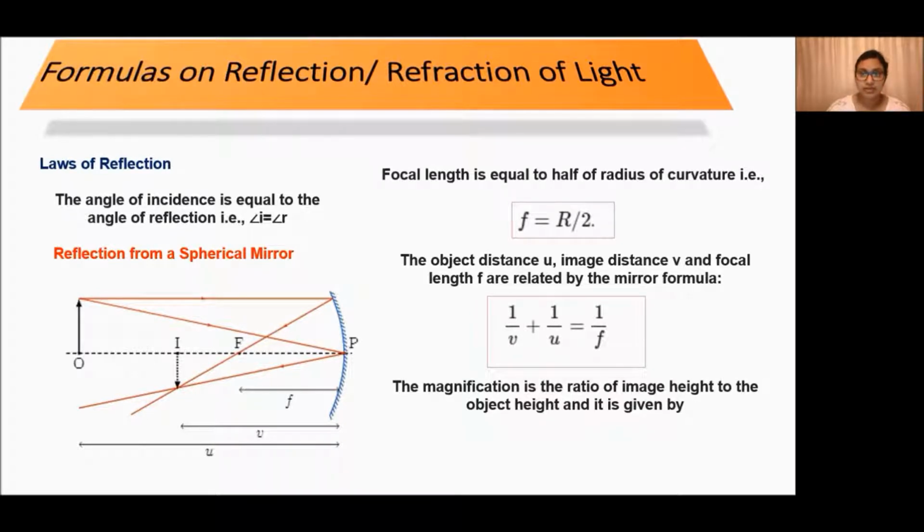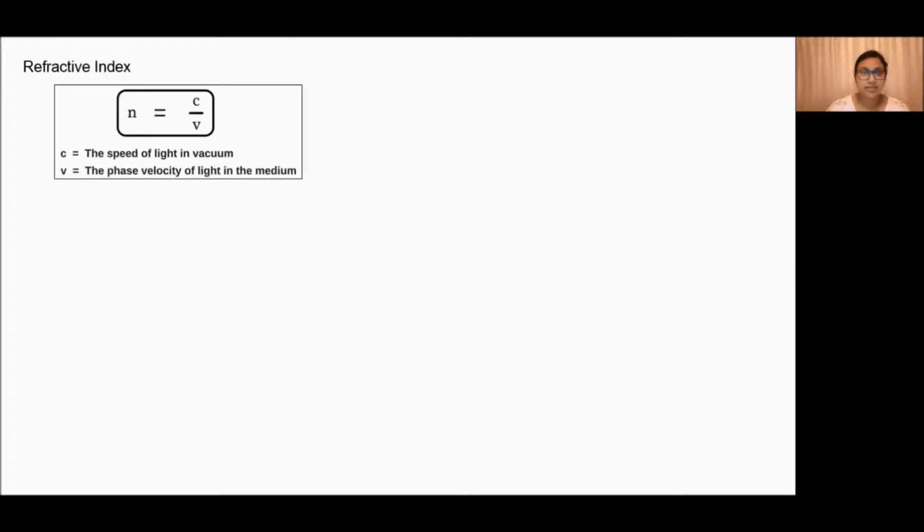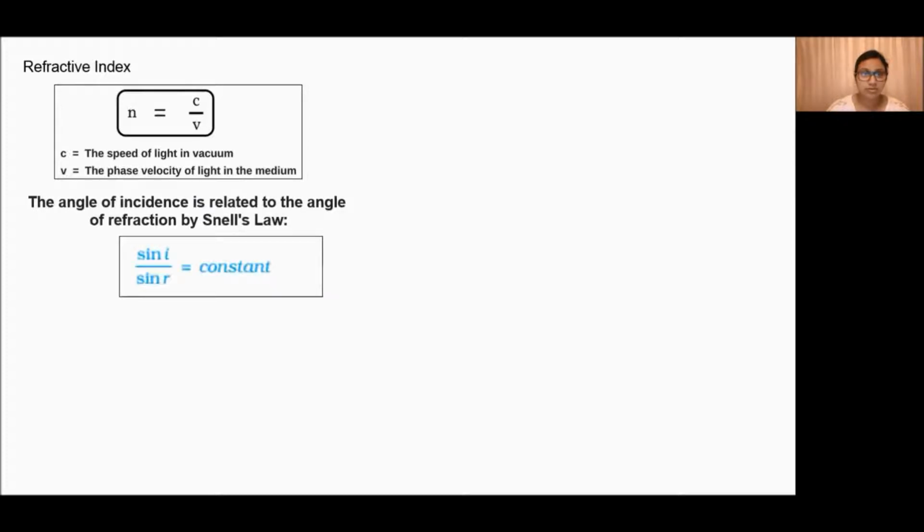Next is the magnification, which is the ratio of image height to the object height. It's given by Hi by H0. Also, it is related to image distance and object distance, that is M is equal to minus V by U. Next is refractive index, N is equal to C by V, where C is the speed of light in vacuum and V is the phase velocity of light in the medium. Snell's law, sin I by sin R is equal to a constant.